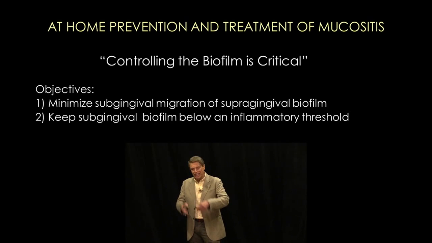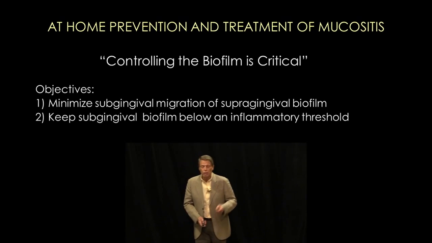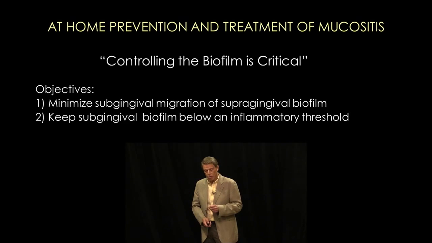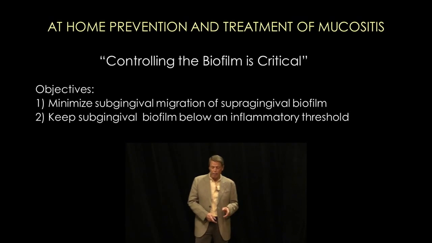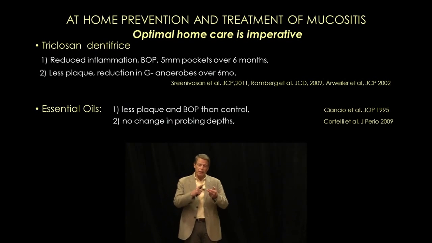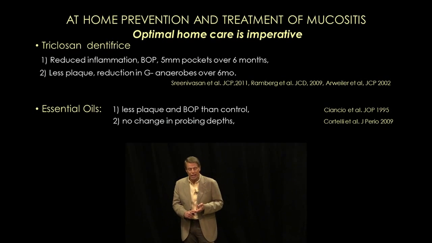Your responsibility now is to stop the supragingival biofilm that's going to be in your mouth from migrating subgingivally and becoming inflammatory. So the objectives are going to be to minimize the subgingival migration of the supragingival biofilm and to keep the subgingival biofilm below an inflammatory threshold. And the way they're going to be doing that is they're going to brush and they're going to rinse. And we're going to ask them to brush their teeth with a triclosan dentifrice.